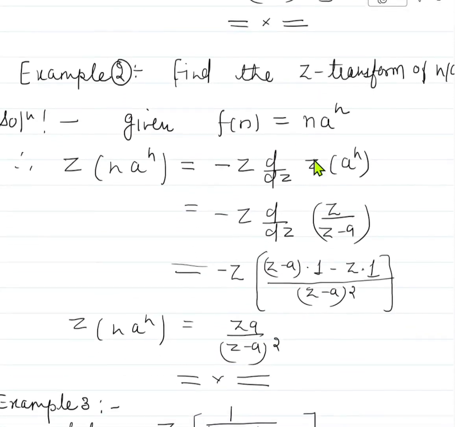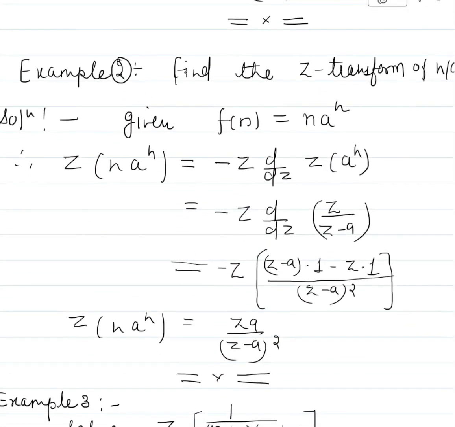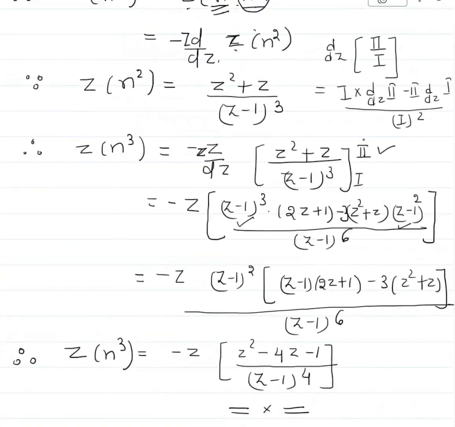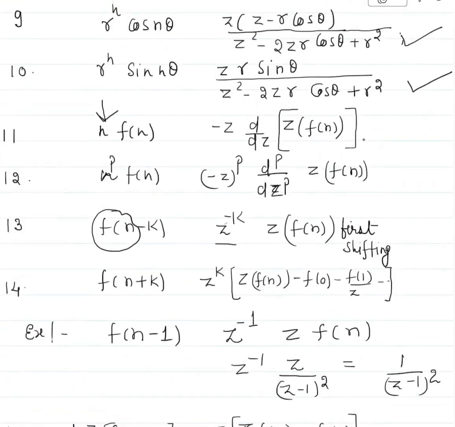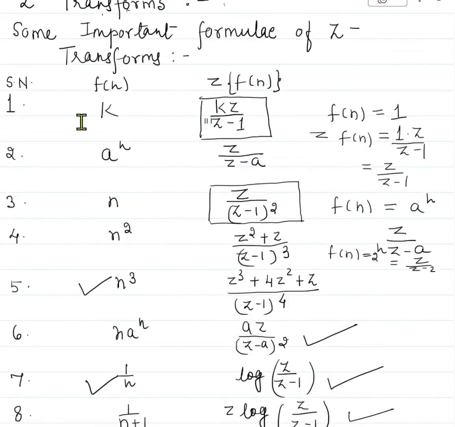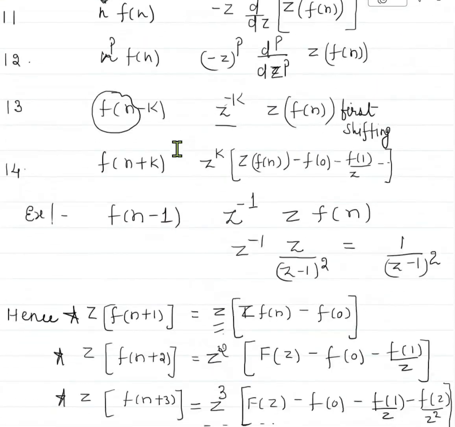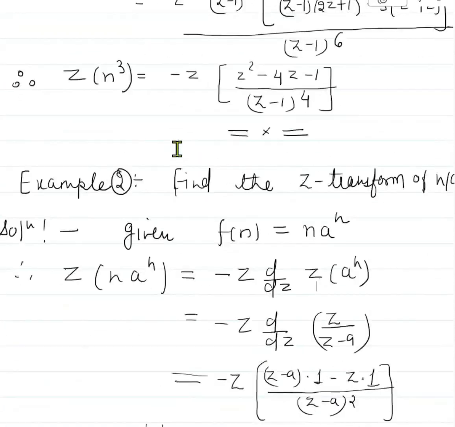When the function is multiplied by n, we have to find the z transform by using the differentiation. Now see another question, example number 2. If the function is given n a to the power n, so Z of n a to the power n is equal to, again the function is multiplied by n, so we'll write minus z d by dz and z transform of a to the power n. From the list again we'll check what is the z transform of a to the power n. The z transform of a to the power n is z upon z minus a.